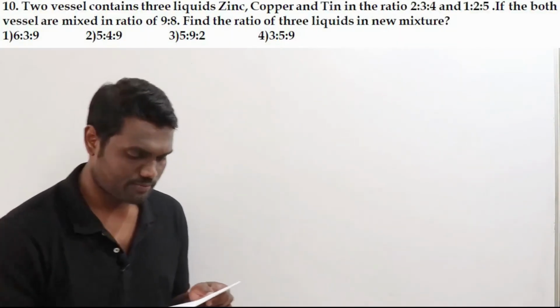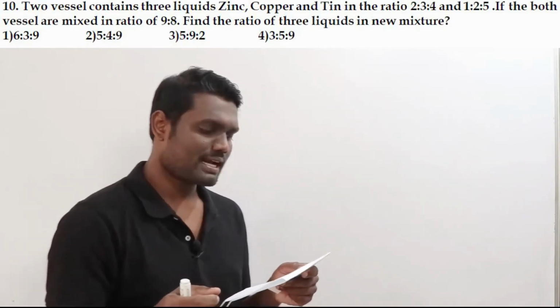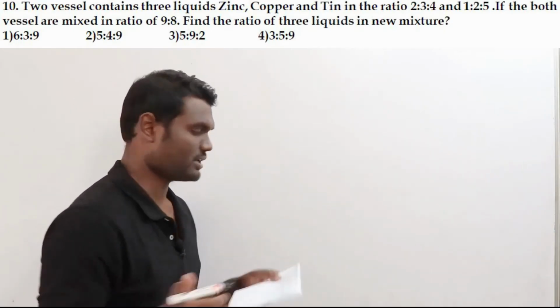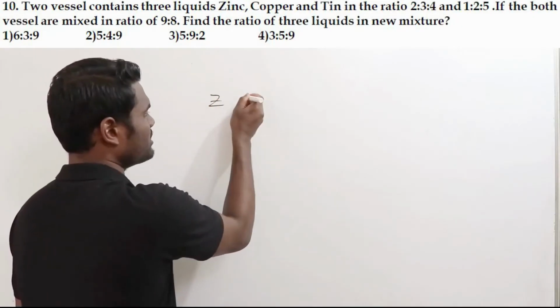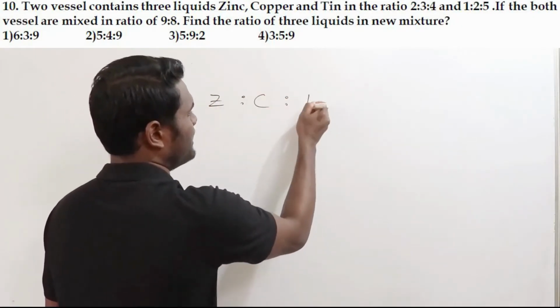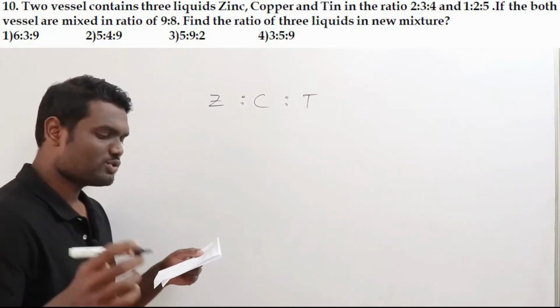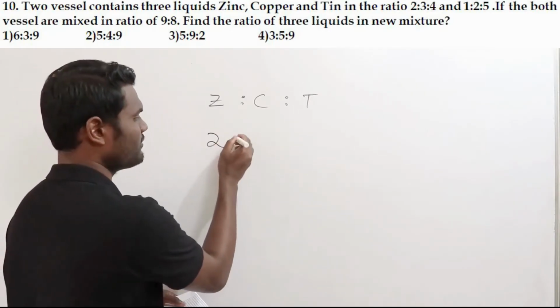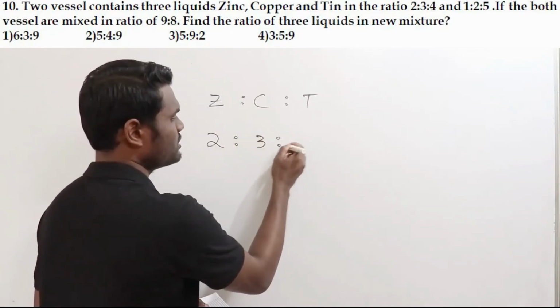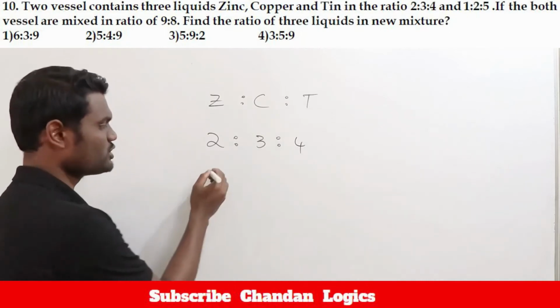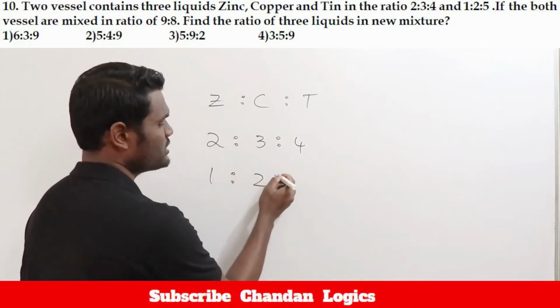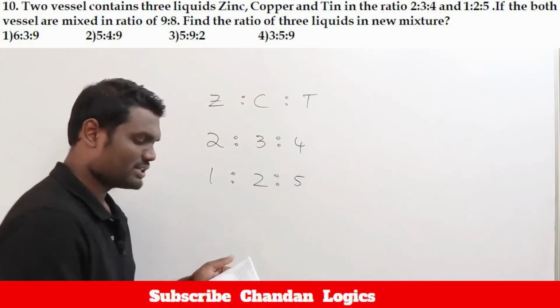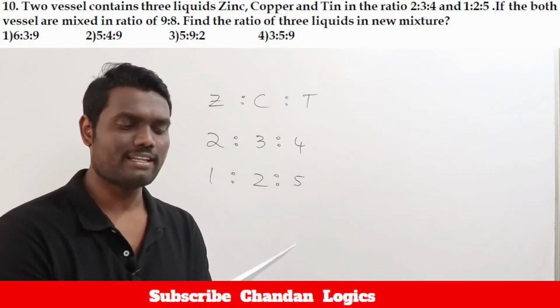Let's look at next question. 2 vessels contain 3 liquids, zinc, copper, tin. So I have like zinc, copper and tin. Now the ratio is like 2:3:4. Initially there is like vessel 1 2:3:4, and the next vessel the ratio is like 1:2:5, and it was said that if they are mixing in the ratio 9:8, find the ratio of 3 liquids in the new mixture.